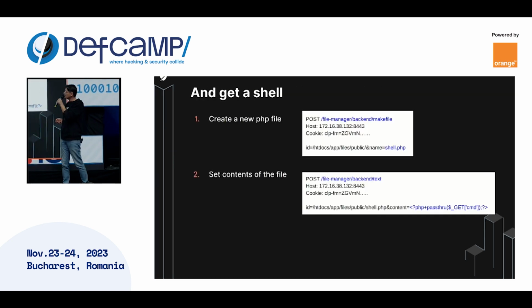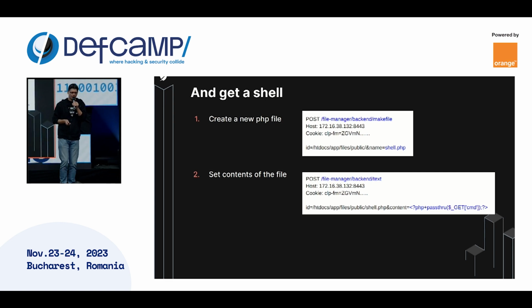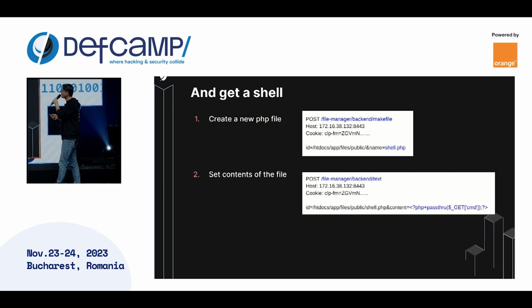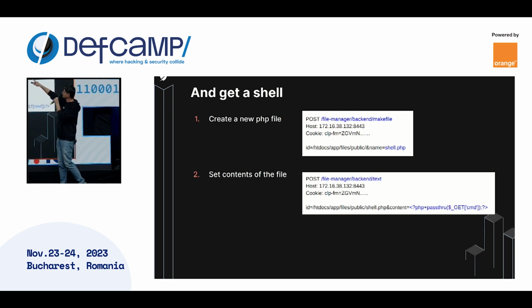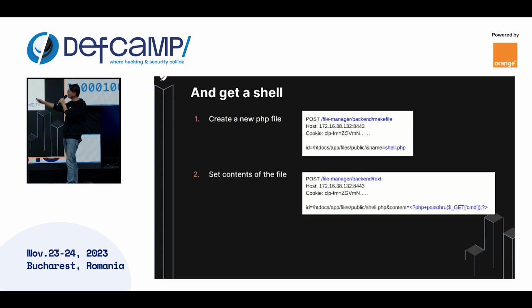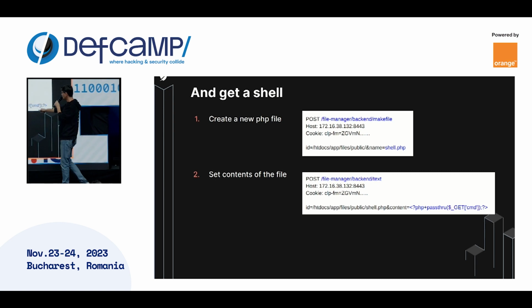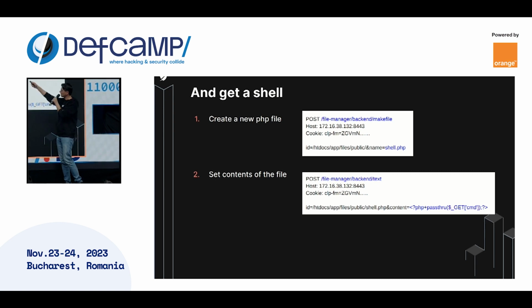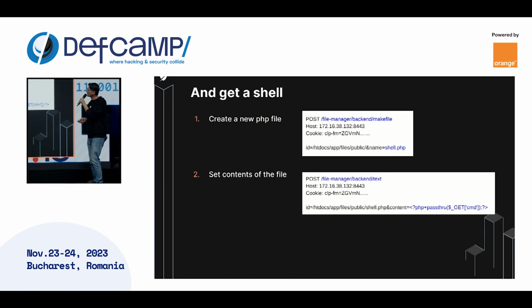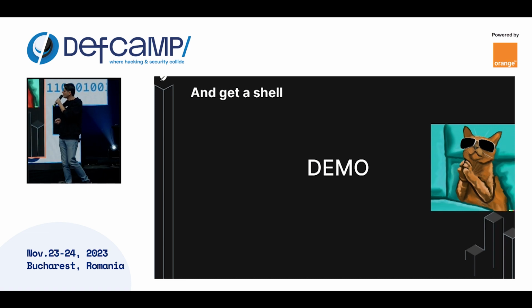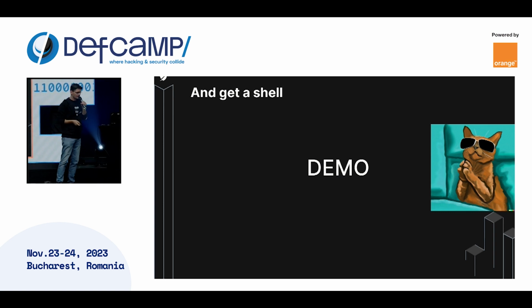And in order to get a shell on Cloud Panel, we need just these two simple operations. The first one is calling an endpoint to make the file with the name shell.php. And the second call is to put a piece of PHP code into the file. And I will try to show it to you right now. And of course, this is the kitten praying to the demo gods.